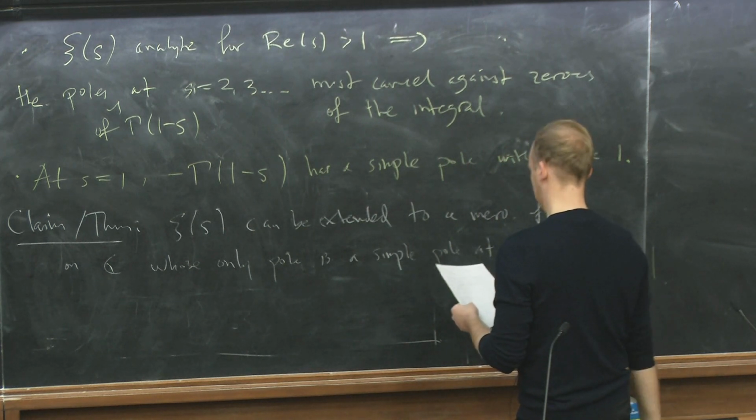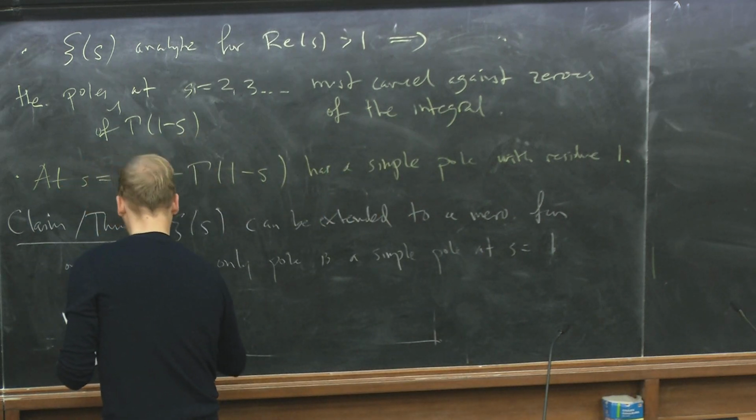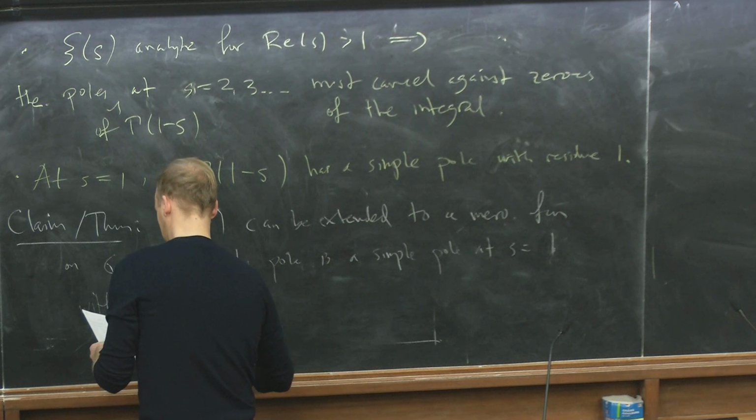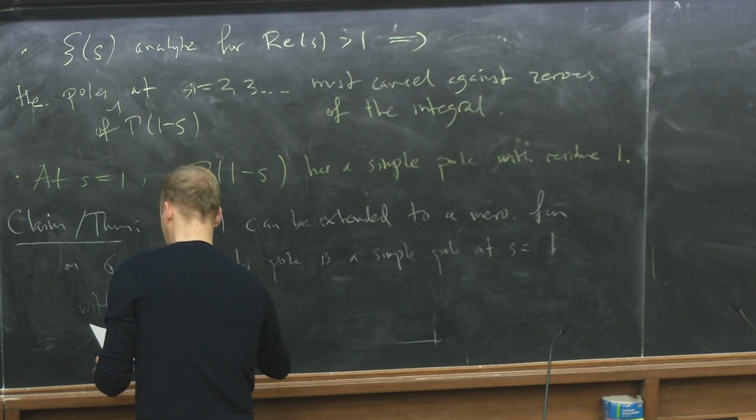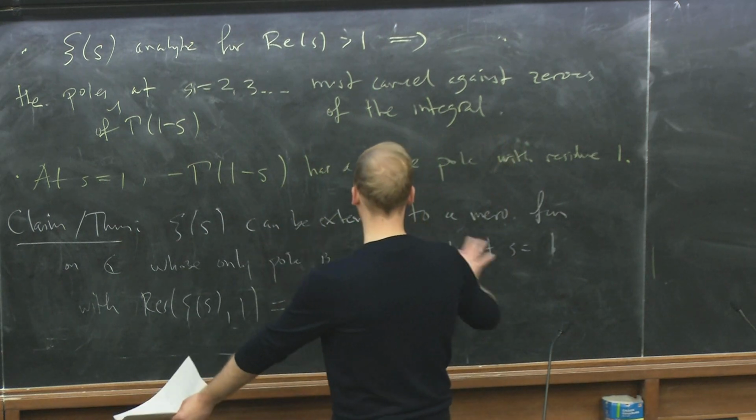Sorry, s equals 1, actually. Sorry, this is the pole with the real part, with residue at 1 equal to 1. Okay, so this is the claim. So you can prove this.